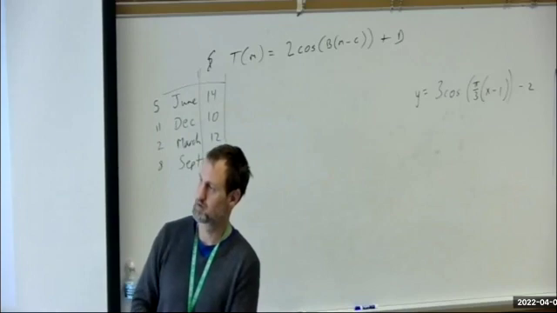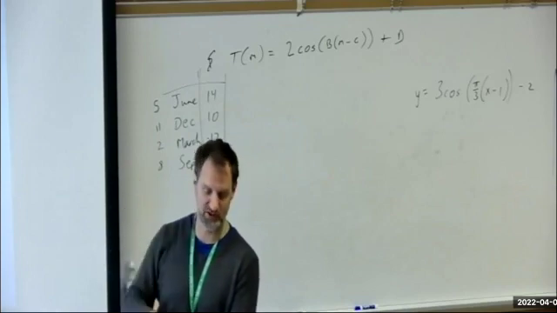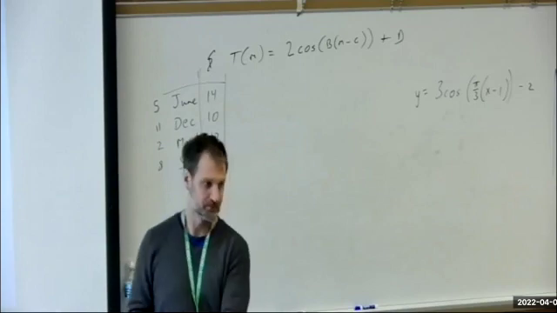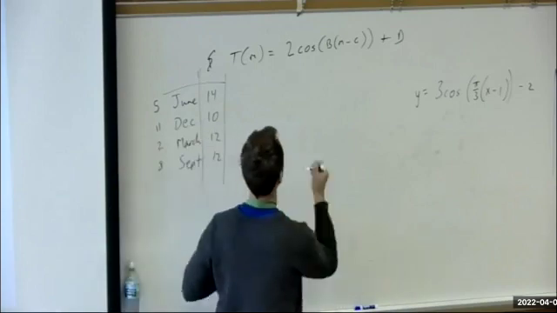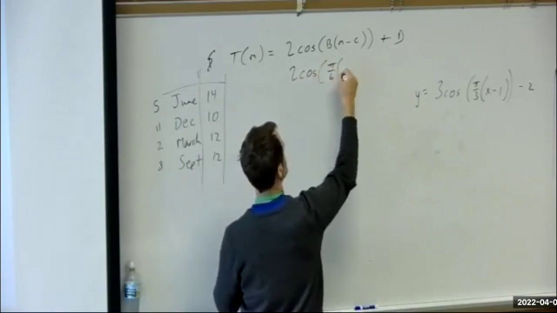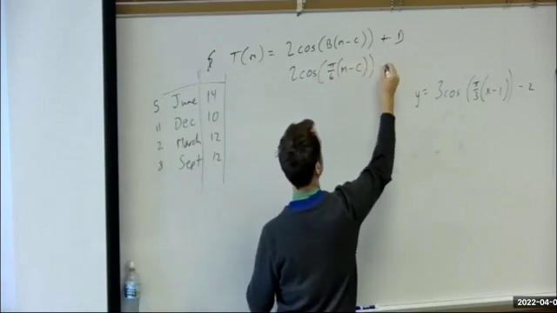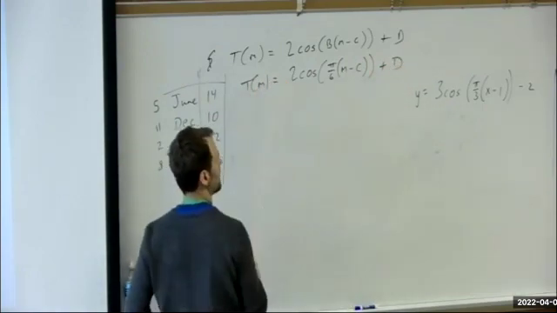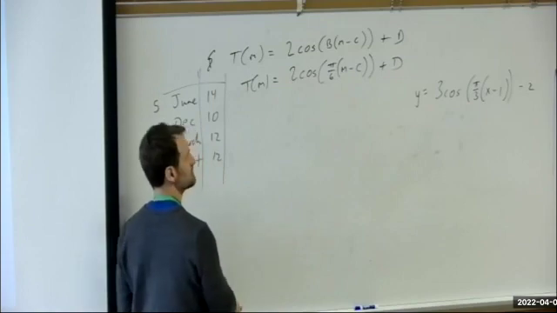Okay, what did you find out about the period? Sorry, what did you find out about B? We know the period is 12. So then what is B? Pi over 6. Okay, that can be filled in here: 2 cosine of pi over 6 times m minus c, plus d. All right, midline.